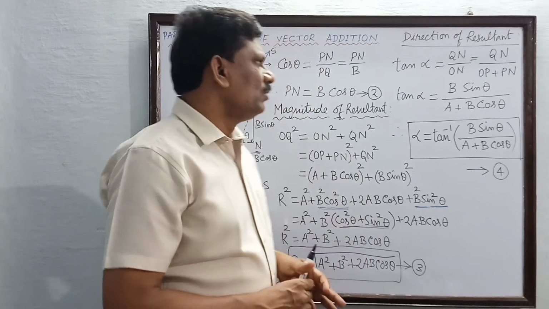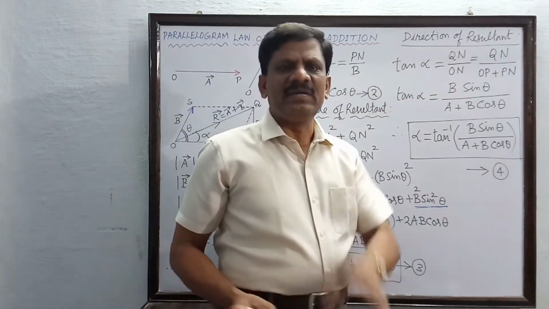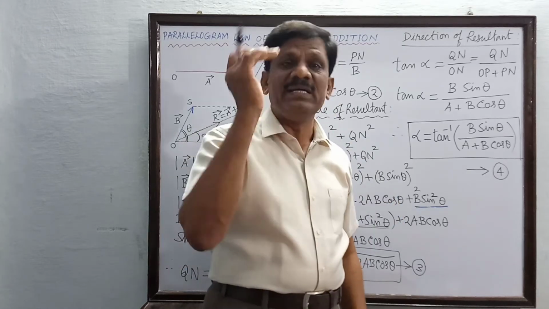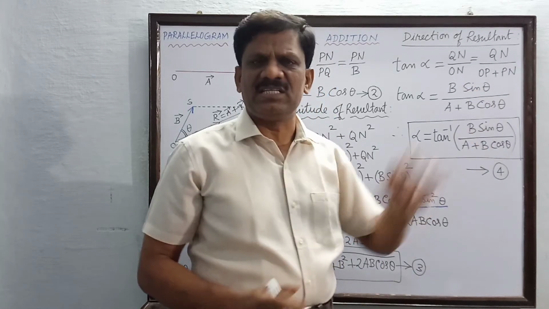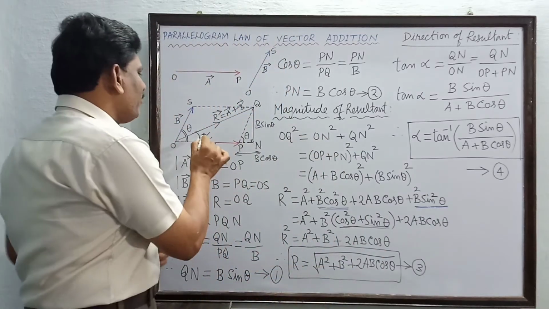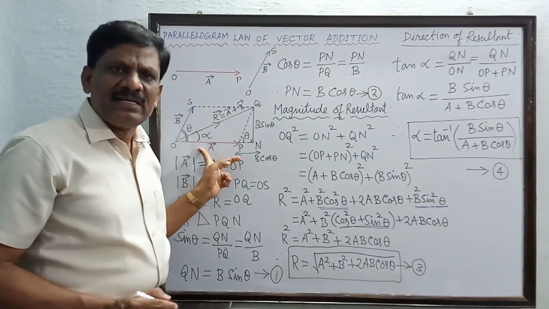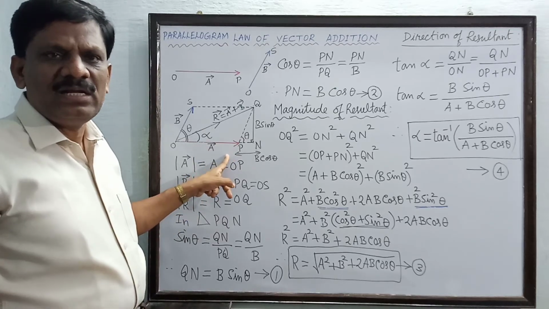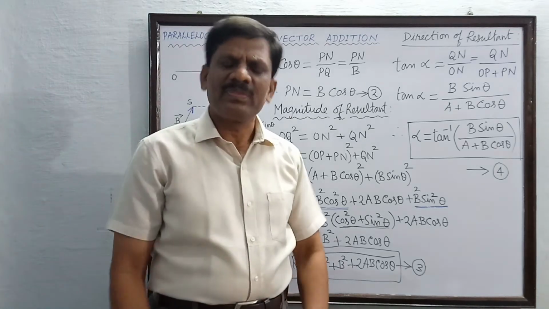Understand? Now, the direction of the resultant vector is given by the angle made by the resultant vector with one of the vectors. Say A here, it is horizontal. So we have taken that alpha is the angle made by the resultant vector with the horizontal. So we have to get an expression for alpha.